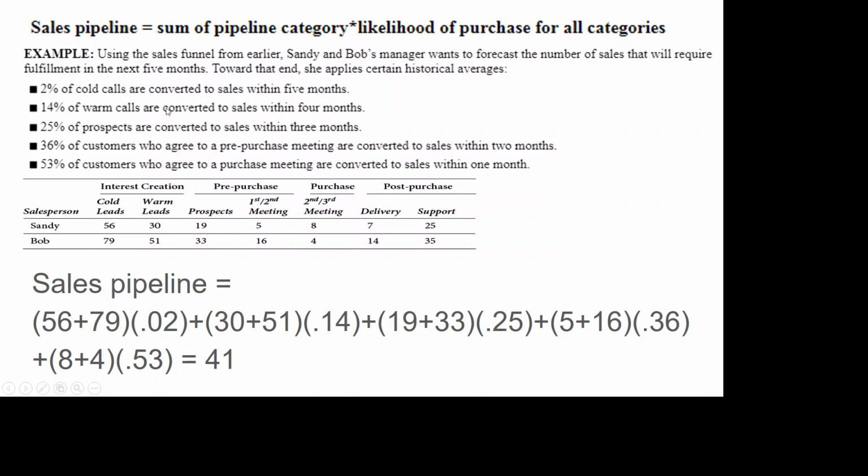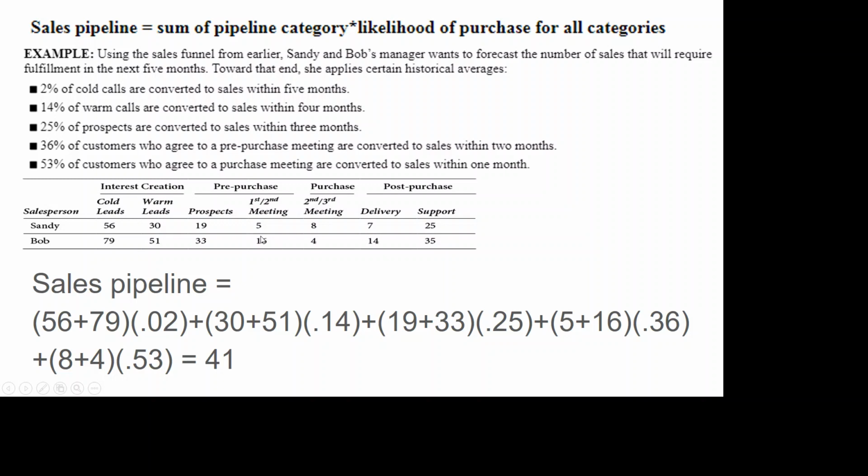We know that 14% of warm calls are converted to sales. So we take the warm leads for Sandy and Bob, 30 plus 51, and multiply that by the 14%. Prospects, Sandy and Bob collectively have 19 and 33. You add those together and multiply that by 25%, because 25% of prospects are converted to sales within 3 months. We know that 36% who agree to a pre-purchase meeting will purchase within 2 months. So Sandy has 5, Bob has 16. Add those together and multiply by 0.36. That's the number you get.